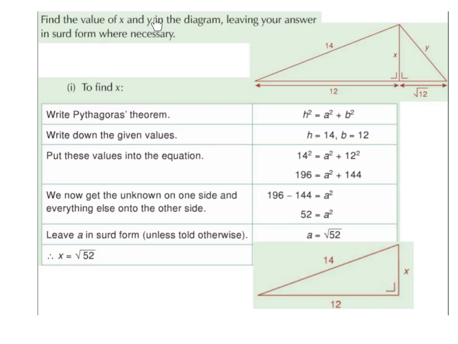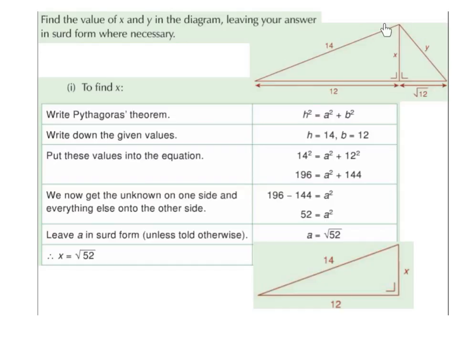Find the value of x and y in the diagram, leaving your answer in surd form where necessary. So we have two triangles stuck together. The triangle on the left has a hypotenuse of 14, a base of 12 and a height of x. And the triangle on the right has a height of x, a base of root 12 and a hypotenuse of y. So we're going to start off by finding x, and notice that x is a common side to both triangles.